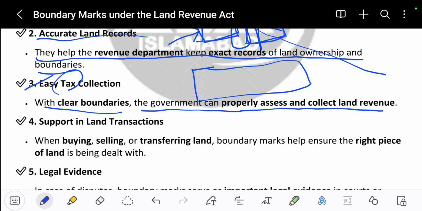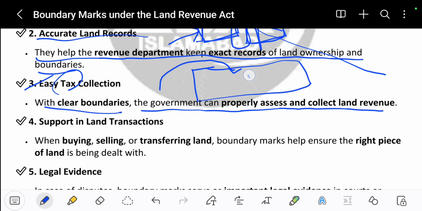Then maybe you just have to pay this portion only, because this is the only portion you're the owner of, right? You're not the owner of this land. But if you do not have any boundary here, then maybe you have to pay more, because the revenue officer will think you're the owner of this much property and this much property isn't yours. But no, that isn't the truth. You're the owner of only this portion, not this, okay?